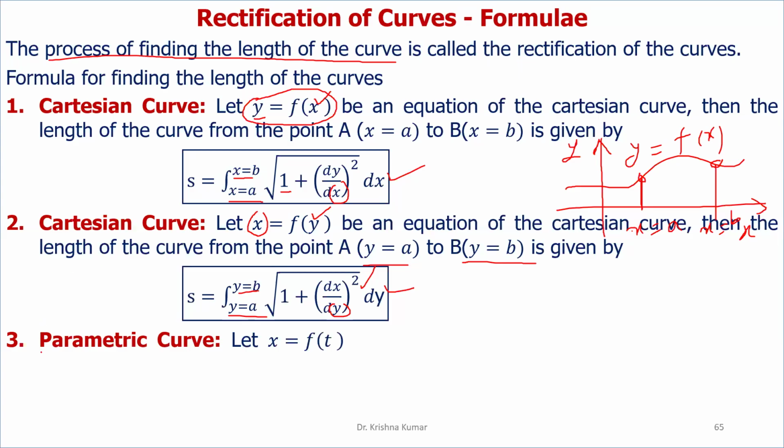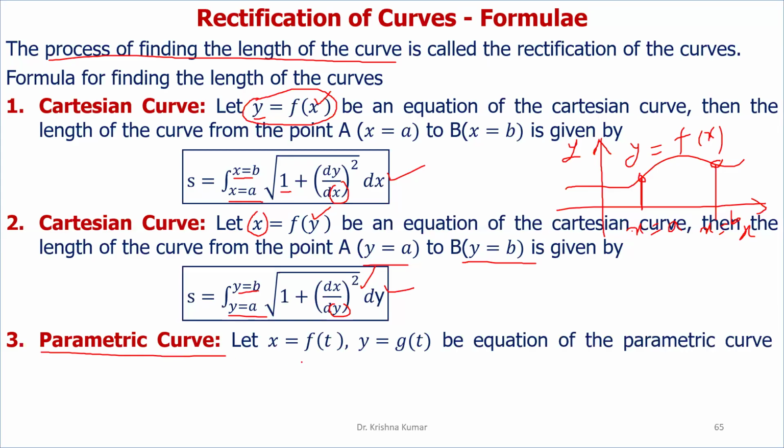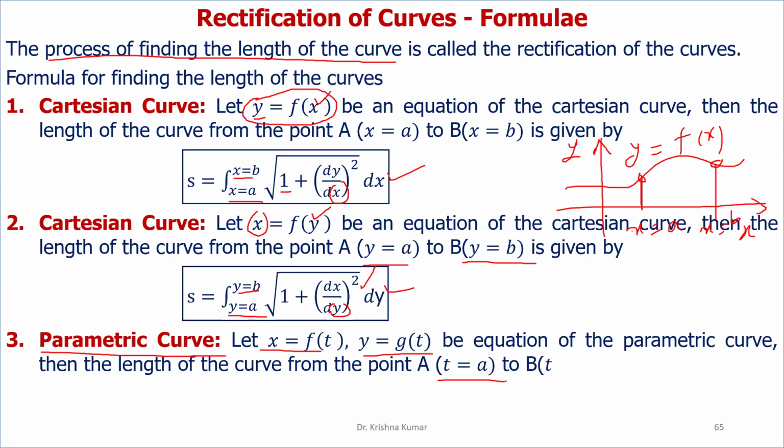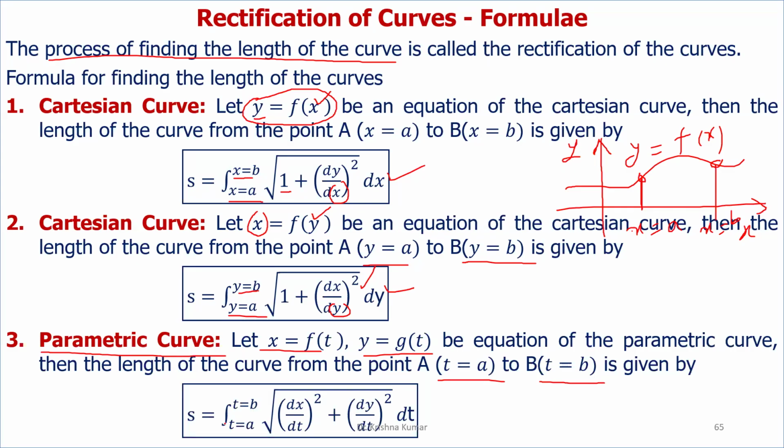Now the second equation is called parametric curve. So now how to find out the rectification of parametric curve? Let x is equal to f of t, y is equal to g of t, be the equation of the parametric curve. Then the length of the curve from point t is equal to a to t is equal to b is given by s is equal to integration under the limit t is equal to a to t is equal to b of root over (dx/dt) whole square plus (dy/dt) whole square with respect to t. So here in the parametric form, x and y are represented by only one variable t.